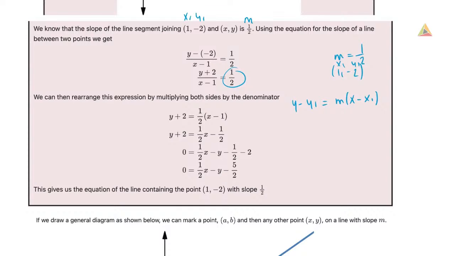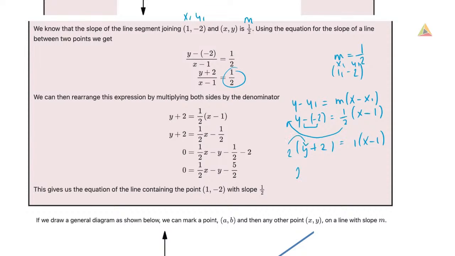So y minus y1, so y1 in this case is minus 2, so minus 2 in brackets, is equal to m, which is a half, bracket x minus x1, in this case 1. Now we're going to try and get rid of the fraction. So we're going to bring the 2 over here. It's divided on this side, so we'll multiply. So it's going to be 2 by, and it's y plus 2 because minus and minus give us a plus. That's equal to 1 by x minus 1.